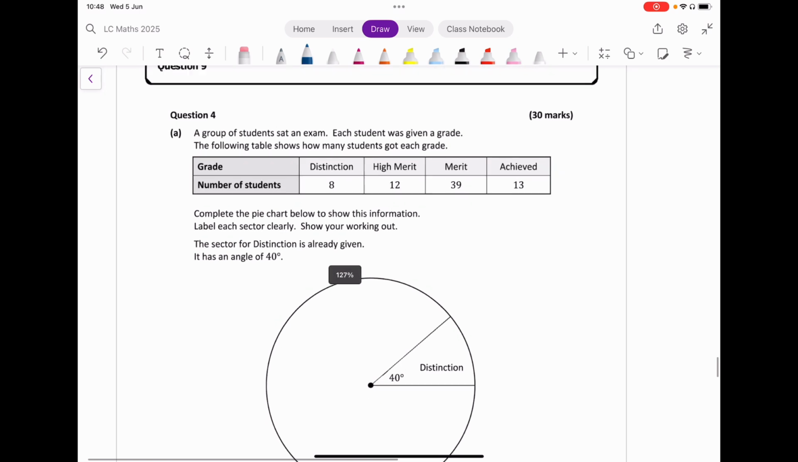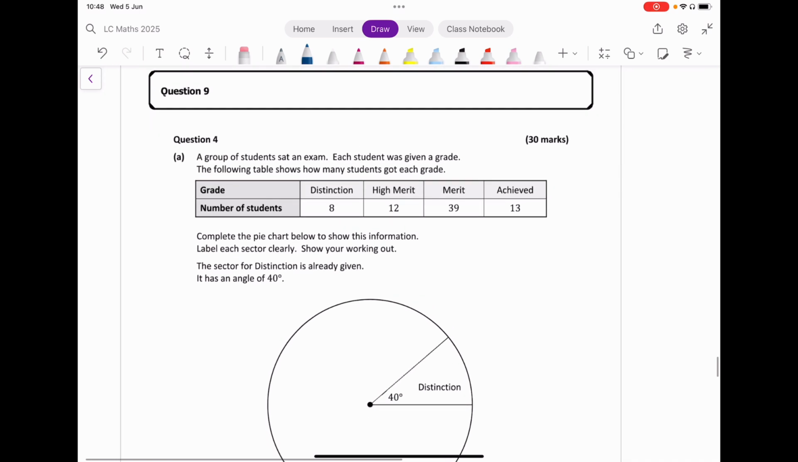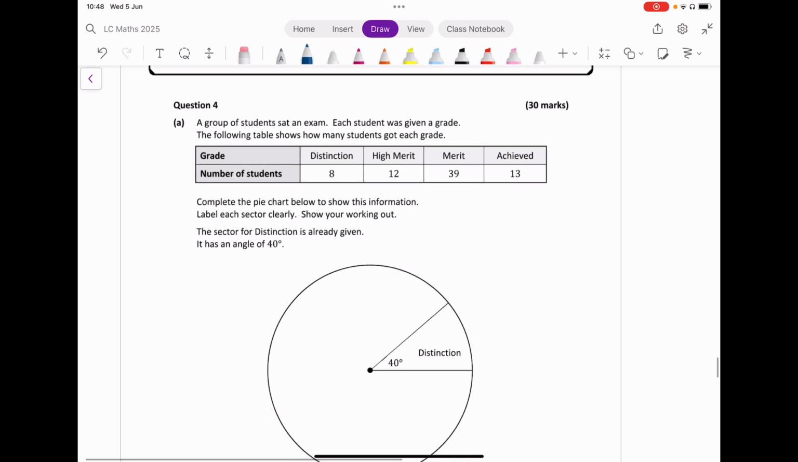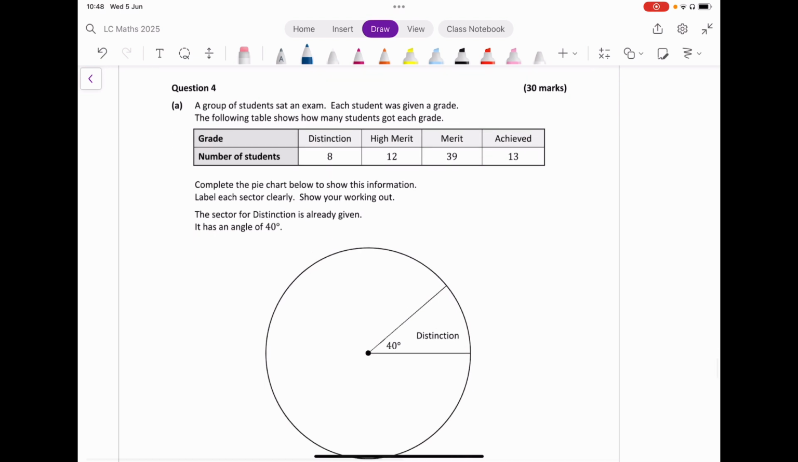So next question then, nine. We are looking at our pie charts. So the first thing I'm going to do here is I'm just going to figure out how many total students we have because I know that's going to be important. So there are 72 students in total.